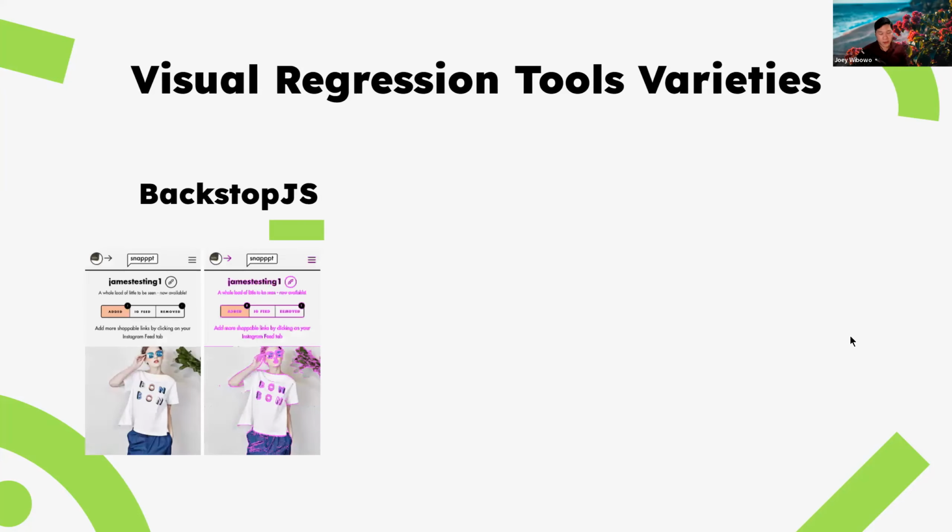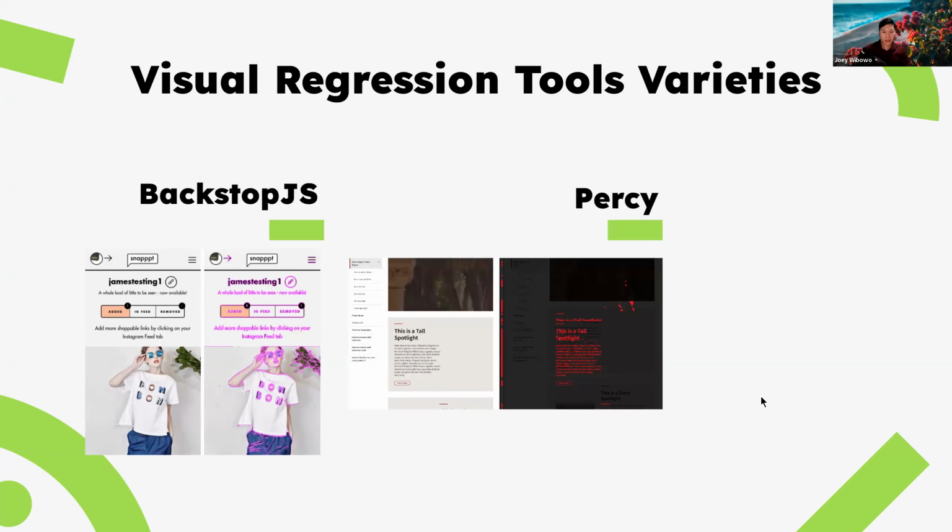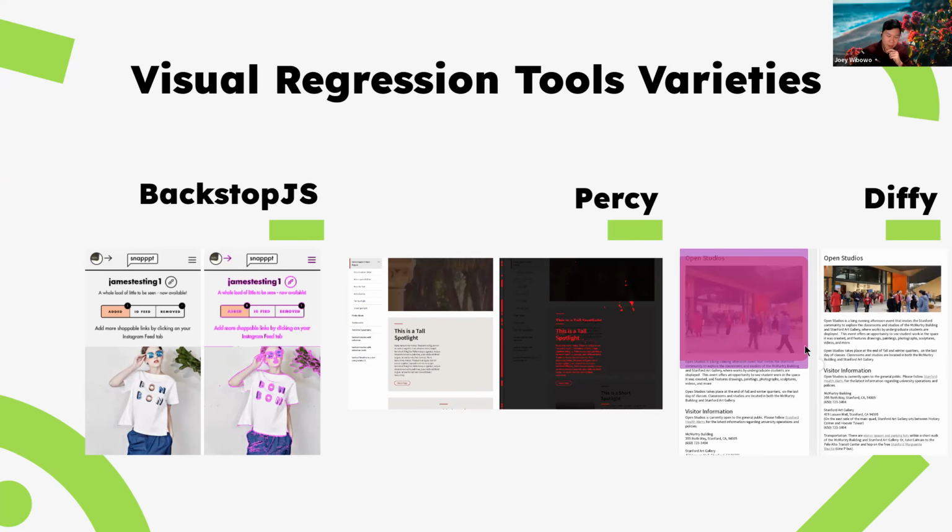First one is Backstop.js. We used to use this with our previous vendor for visual regression tests. This is what it looks like for before and after. And the one that we're currently using is Percy. This is for our upstream tests. So it shows you where the differences are between before and after. And the one that I just mentioned, Diffy. This is for our manual visual regression testing.